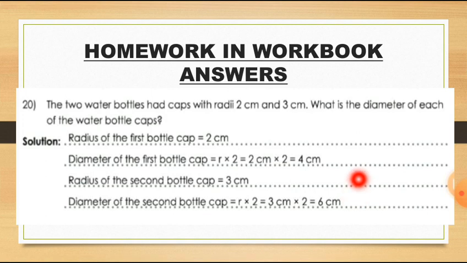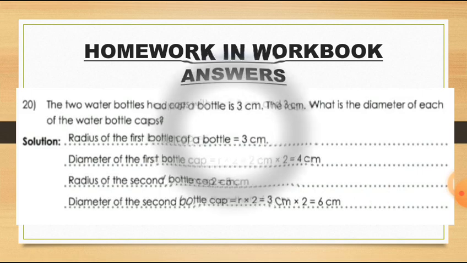Got it, children? So from the given radii, we can easily find out the diameter. We got it as 4 centimeter and 6 centimeter. I hope everybody got the same answer. Isn't it, children? Okay, now let's move to the next question.